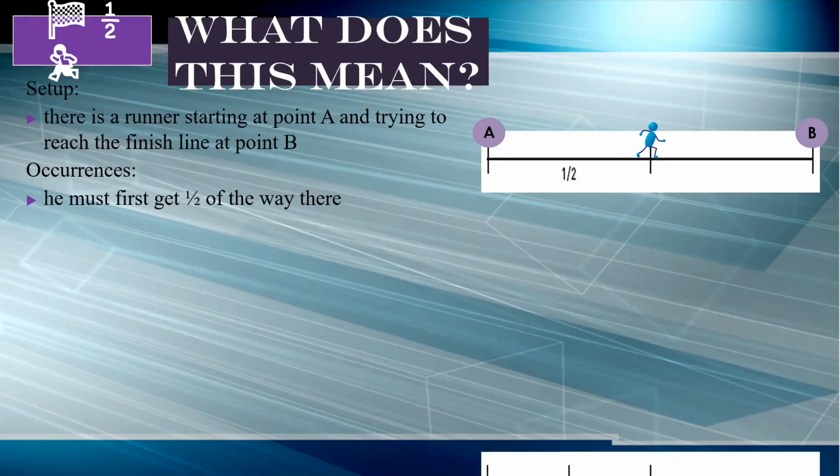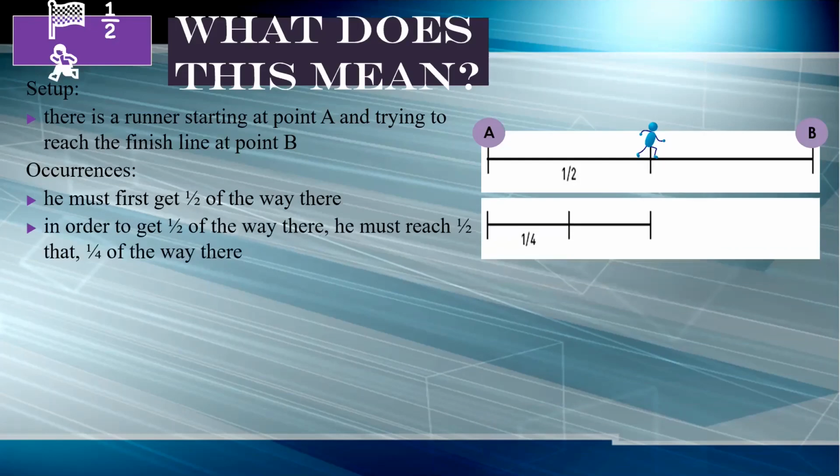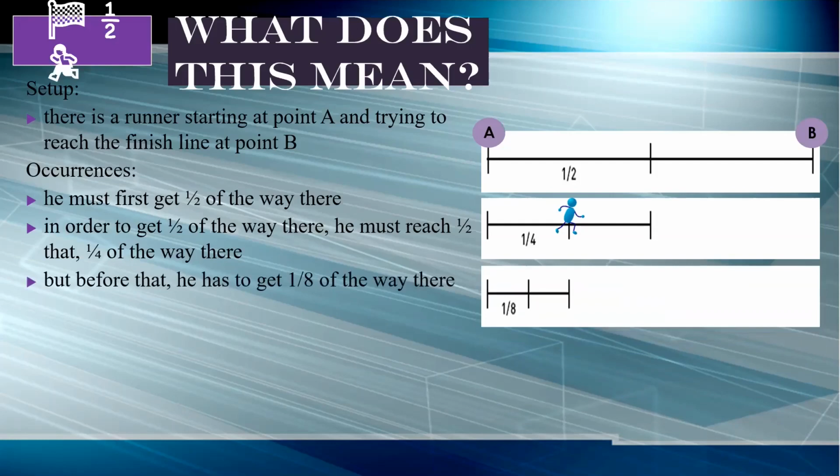You have to cross the halfway point before you make it all the way there. It's a simple fact. However, in order to make it to that halfway point, the man first has to make it to a half of the way there, which is a quarter of the way there. So the man can't reach this halfway point until he first crosses the quarter marker, right? He has to cross these markers in order to get past them. But before he can make it to the quarter mark, he has to make it 1/8 of the way there.